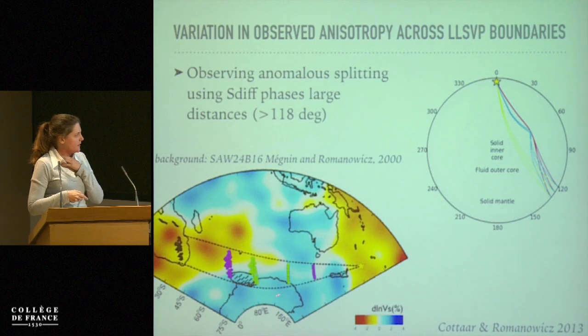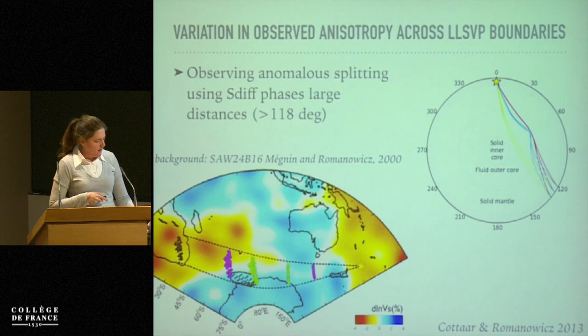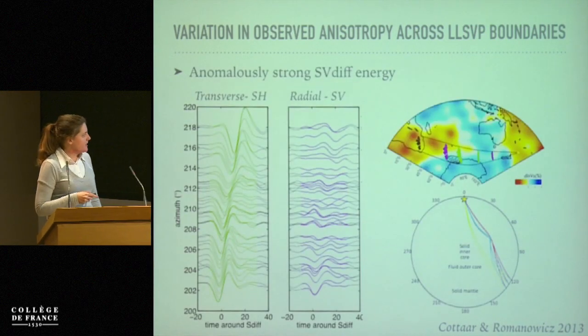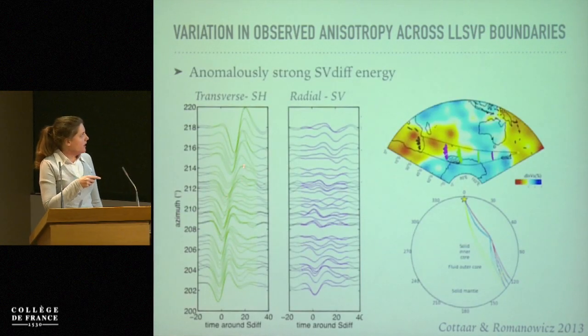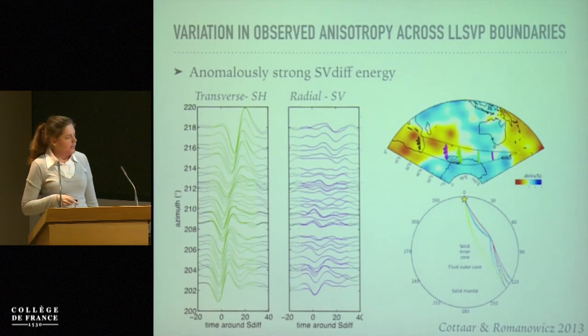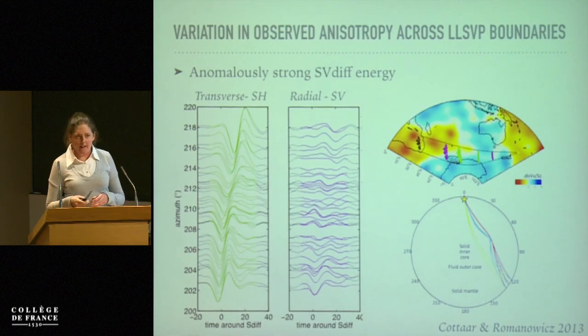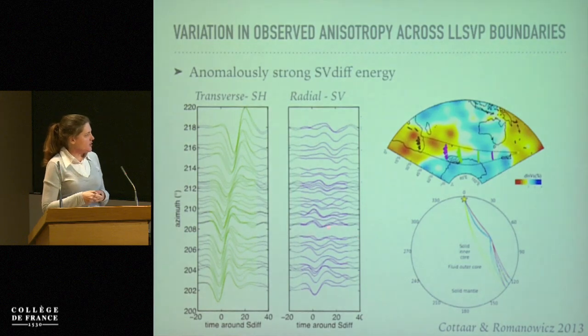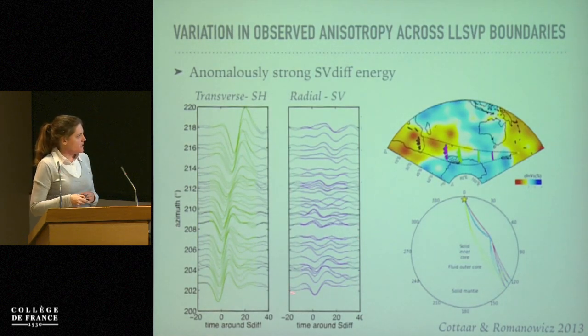This is where they diffract along the core mantle boundary, and then they come up through the lowermost mantle over here. And what we see in these observations is in the SH, you see a strong delay in time. The waveforms here are organized south to north, and so the northern waveforms here travel through the LSVP and are delayed over here. On the SV component, we would not expect any energy. But what we're seeing here is strong energies both in the southernmost waveforms and in the northernmost waveforms.